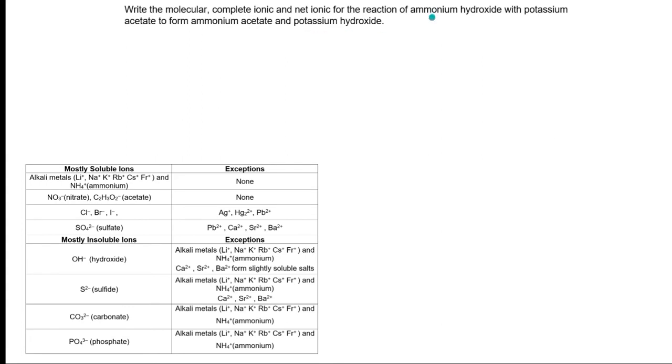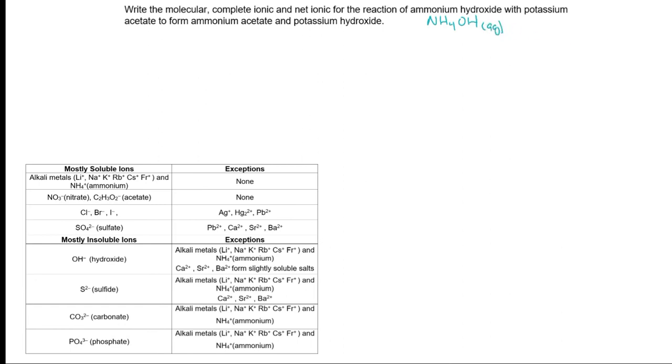So ammonium hydroxide, that is going to be NH4OH. Let's check and see if this is soluble. So I do have a rule on the cation, the ammonium. It is a soluble salt. There are no exceptions. So I know that ammonium hydroxide will be aqueous.